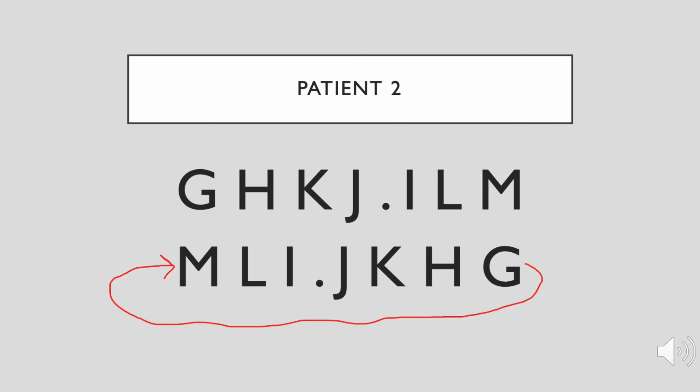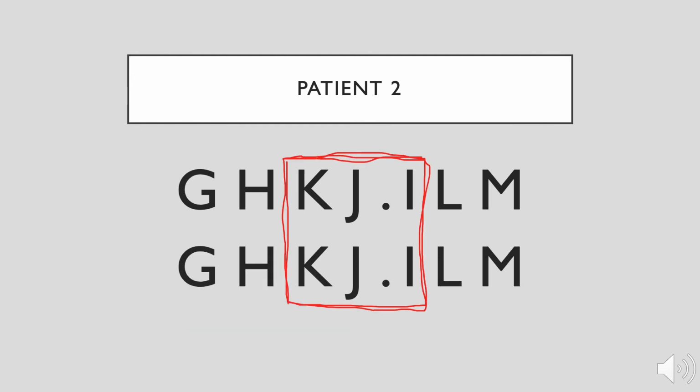Like we did with the first patient, we must flip the bottom chromosome. This causes them to be identical, and although the centromere was moved in this instance, it will not impact the viability of her fertility, as shown in the next slides.